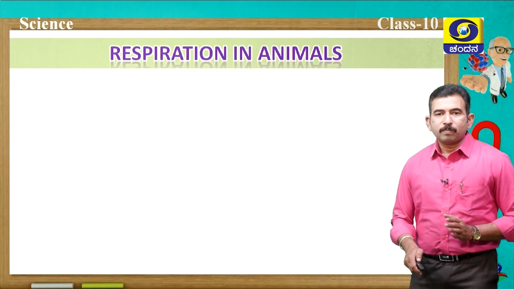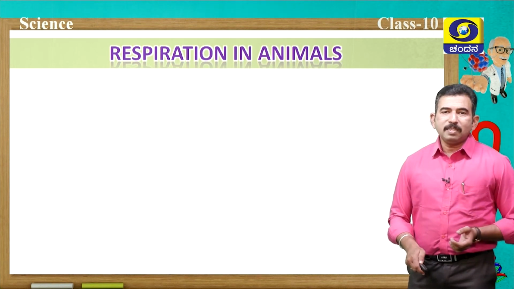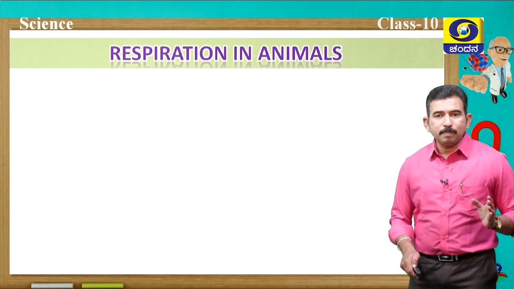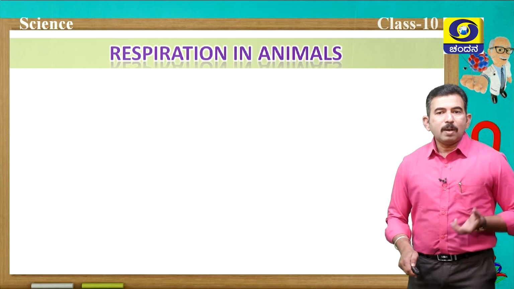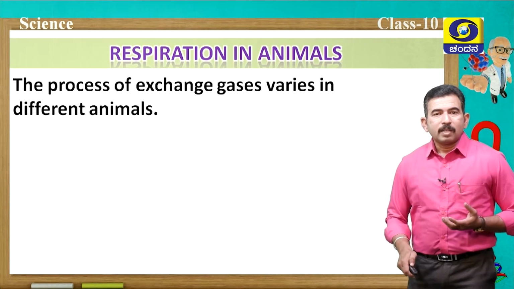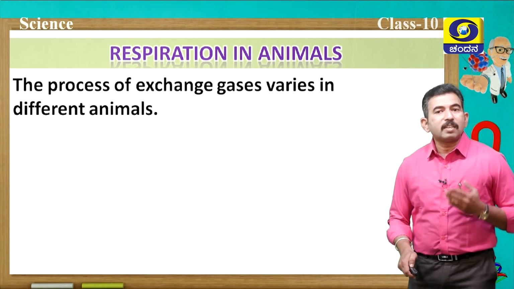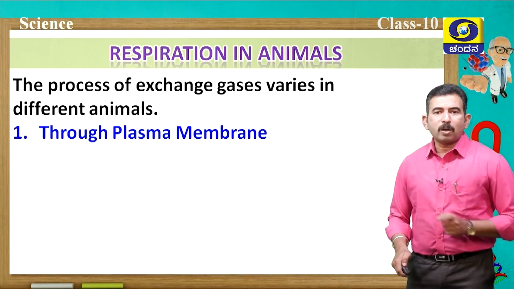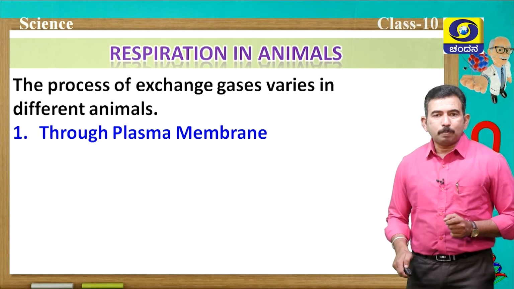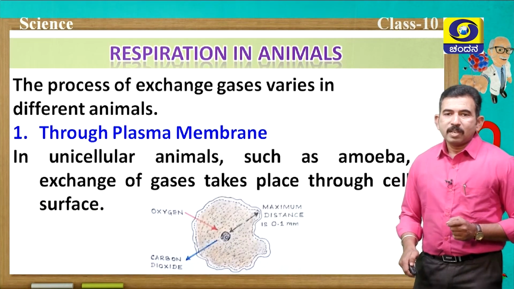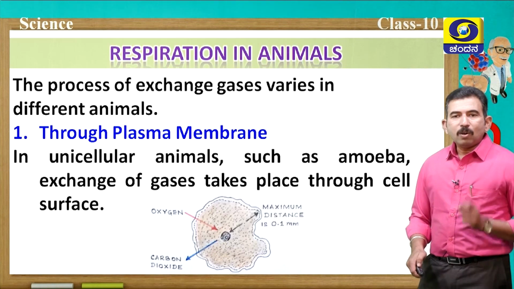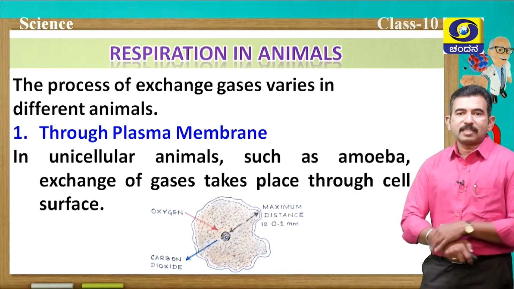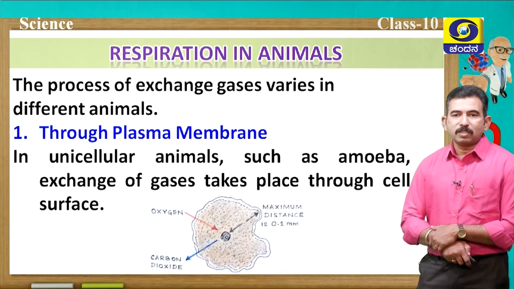Next, let us discuss respiration in animals. When compared to plants, respiration in animals is a complex system. We possess a well-developed respiratory system. The process of exchange of gases varies in different animals. For example, in minute organisms like amoeba, the respiration mainly takes place through the cell membrane. We know that a simple diffusion process is enough for the exchange of gases.